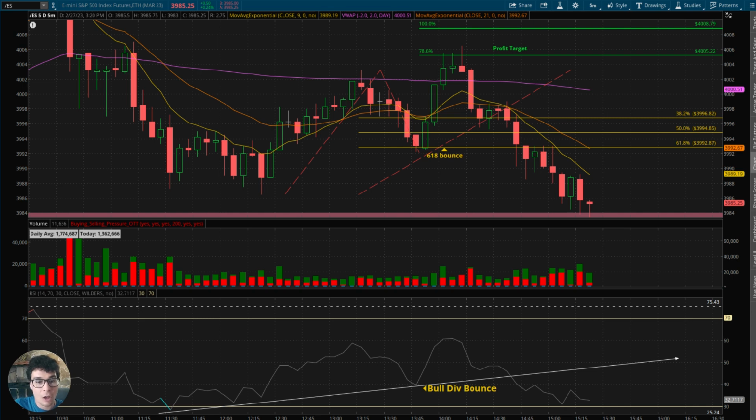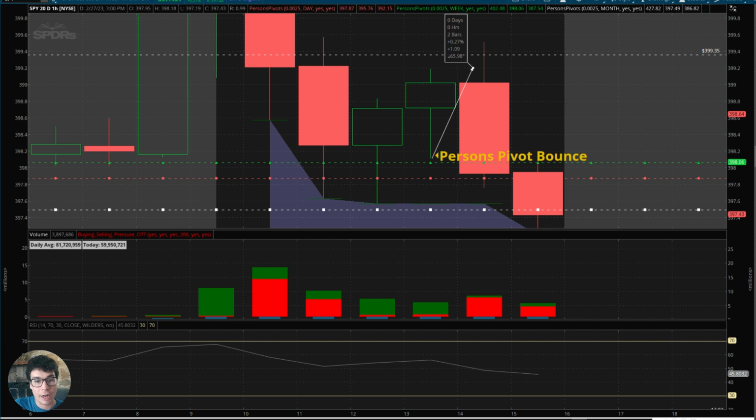This is an area where I know, and I have two different strategies that I'm using at the same time to go ahead and make an idea and make a judgment on whether or not this is a potential bounce zone. Okay. Now, as you can see, we definitely got the bounce there and we pushed up.